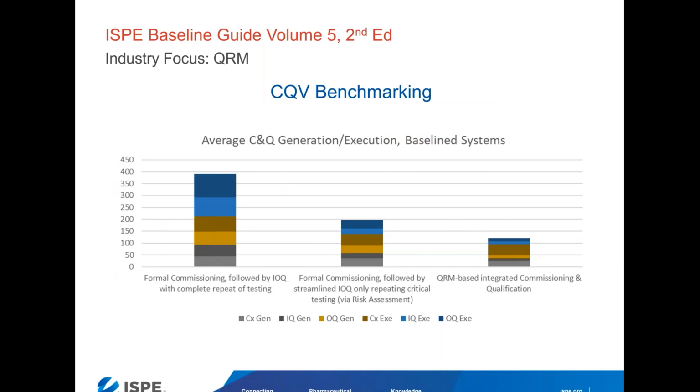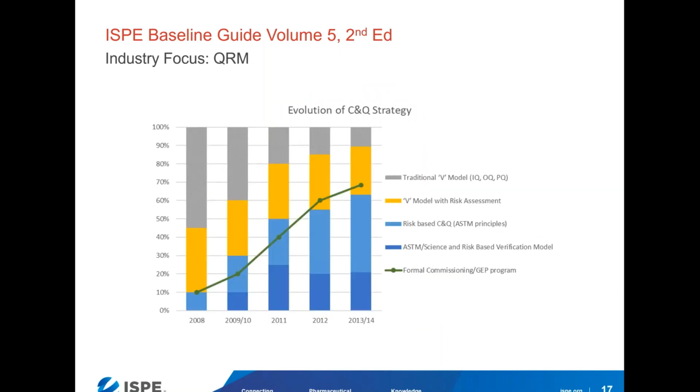And in that time, we've seen some real improvement. This is indexed benchmarking data from several of our projects, where we look at the amount of execution labor required based on the approach to commissioning and qualification. As you can see, as you move from a V model to a C&Q model to a QRM-based integrated approach, the amount of labor does go down. We do see efficiency gains. And as you can see, across the industry we slowly moved to adopt QRM-based approaches. But we never really improved much from that number around 2013, 2014.